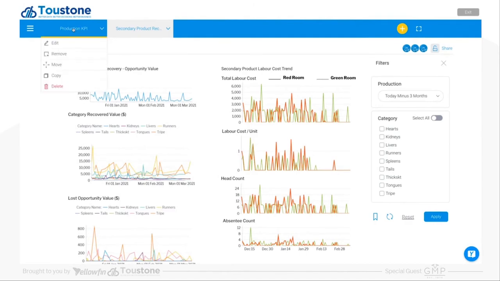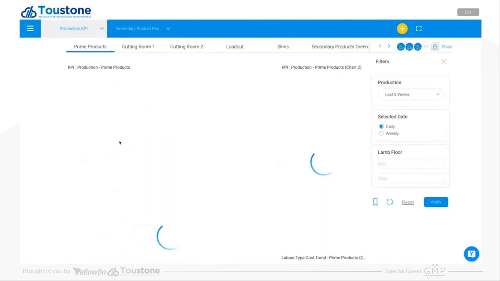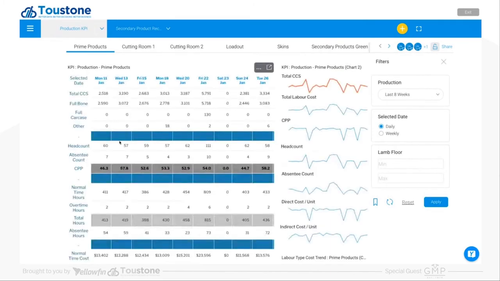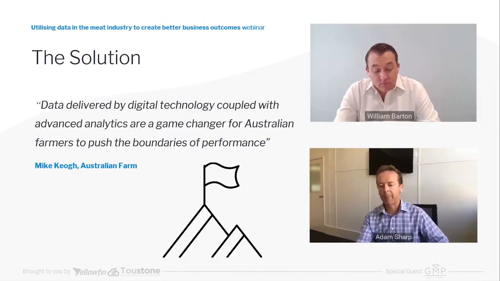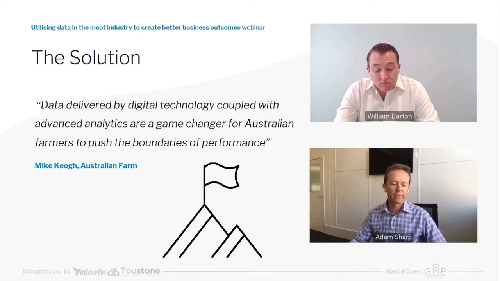So that's really the extent of the demo. As I said, a fully automated, integrated solution with the production system, the time and attendance system, the payroll system, and the finance system in order to produce an automated daily KPI series of reports and dashboards for the business. So off the back of that, Will, it'd be interesting to understand and hear your thoughts on some of the benefits, if you like, that it's really brought to the business up to now.